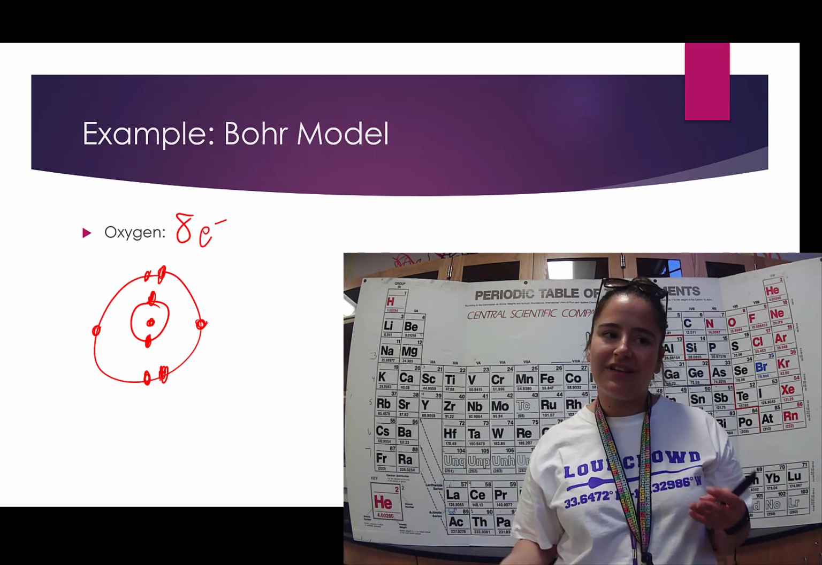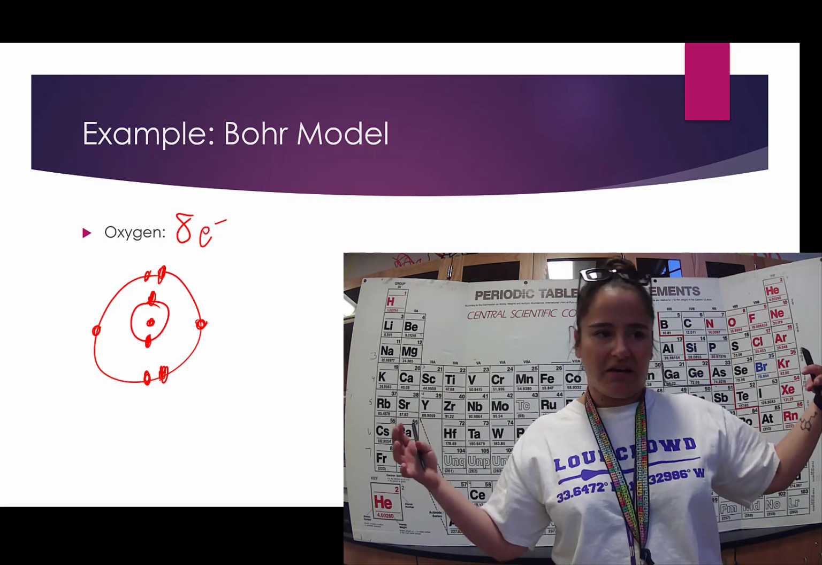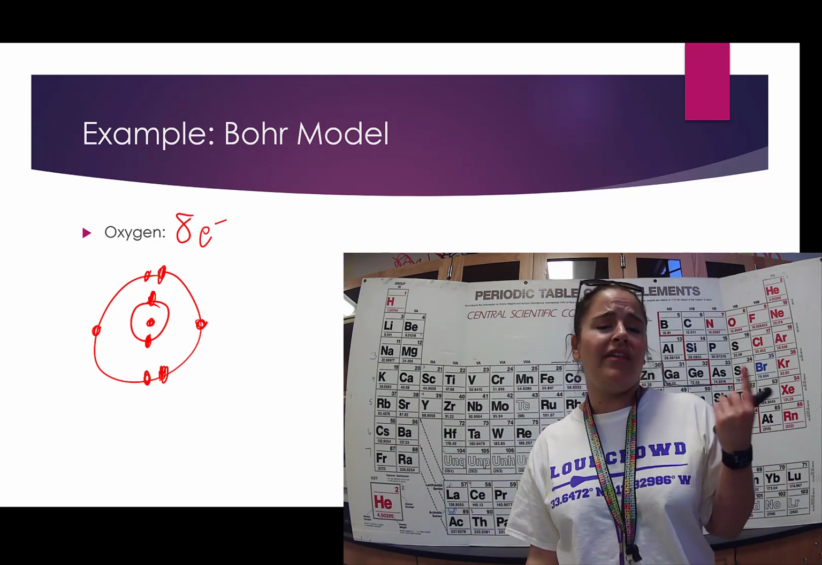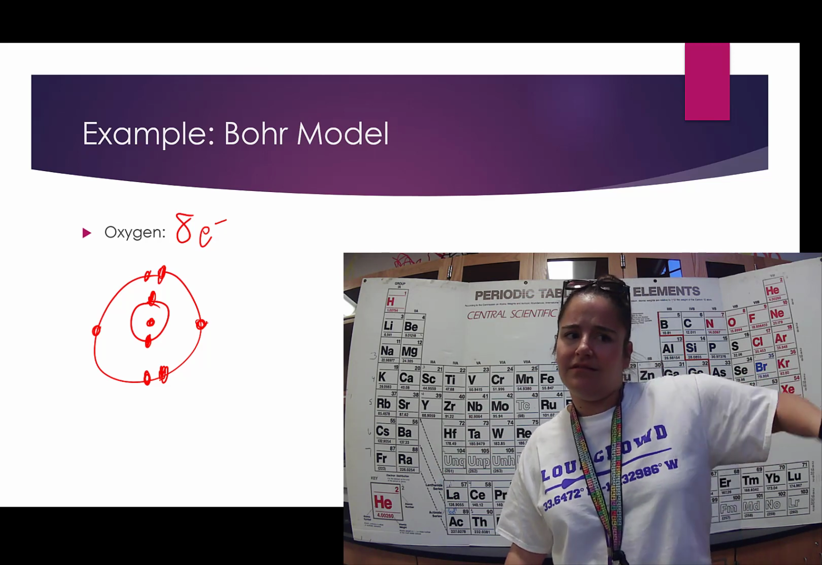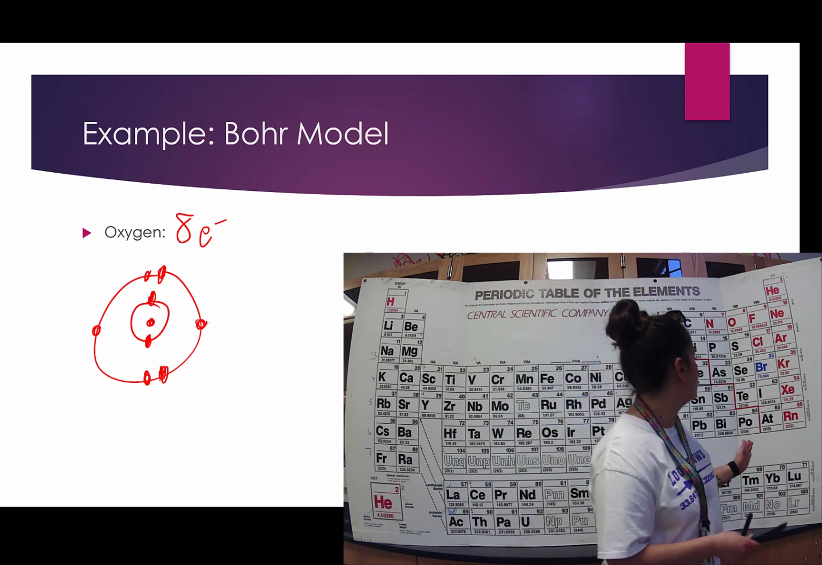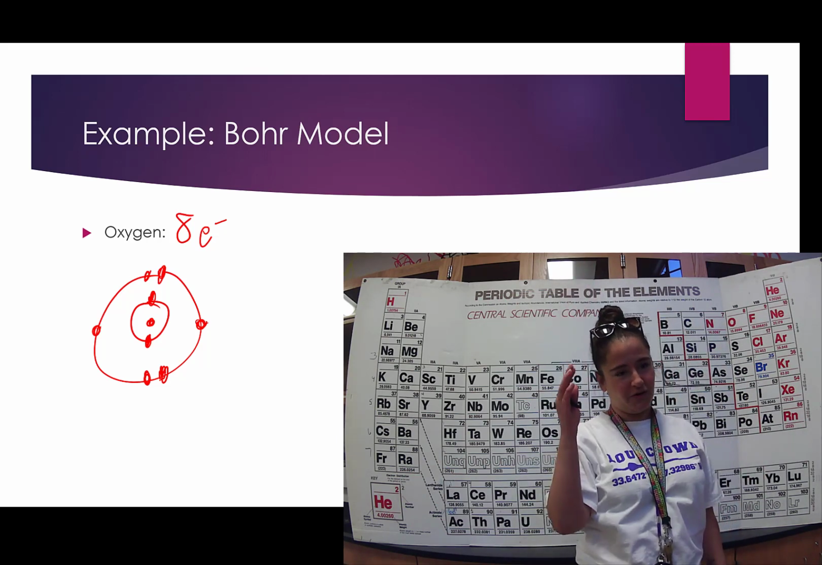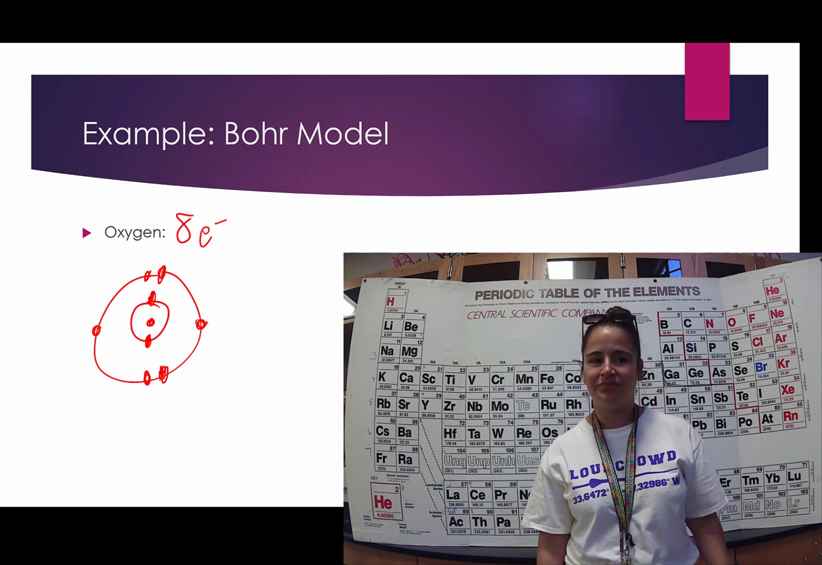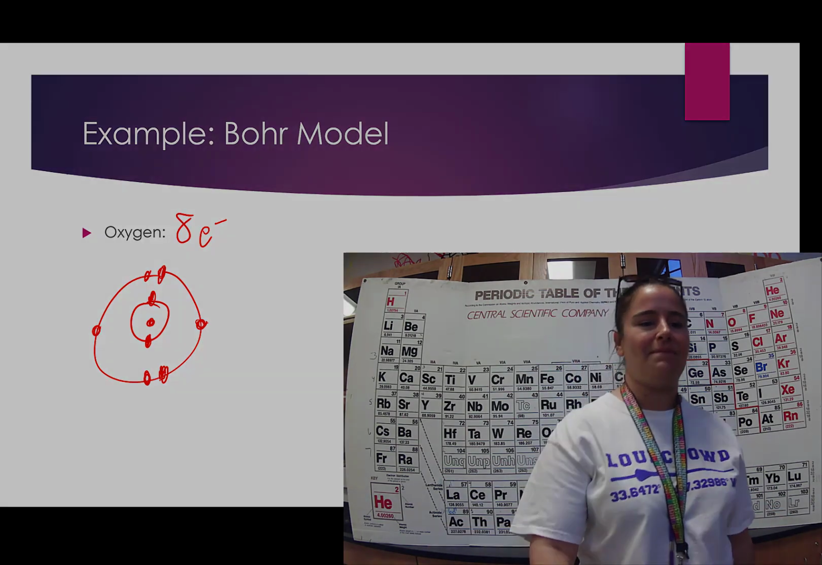It doesn't really matter where you put the electrons, but I tend to spread them out far away from each other. And then you can always check. We got 6 electrons in our outermost energy level, or 6 valence electrons. Oxygen is in group 16, so it should have 6 valence electrons. Okay? Let's try a slightly harder one.